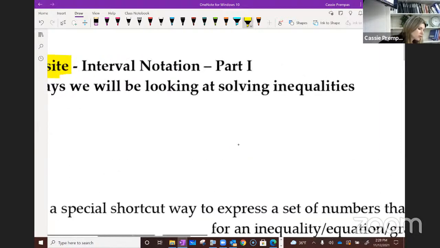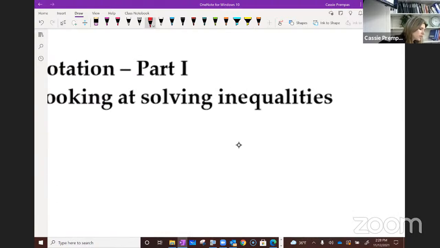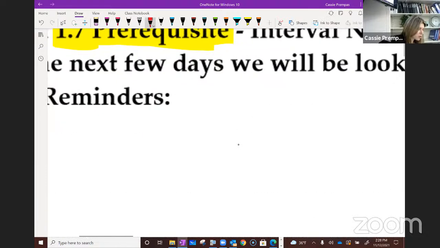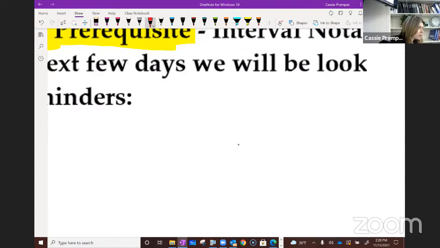Okay, so that's what we're looking at on Monday. We're going to be solving inequalities. Inequalities, if you remember from Algebra 1, are like those less than or greater than symbols. You should already have some knowledge about these. So let's go ahead and think about what reminders or what pieces you probably have already learned.